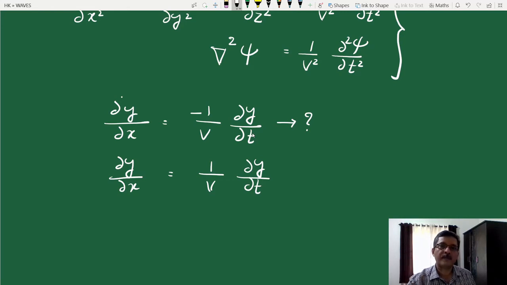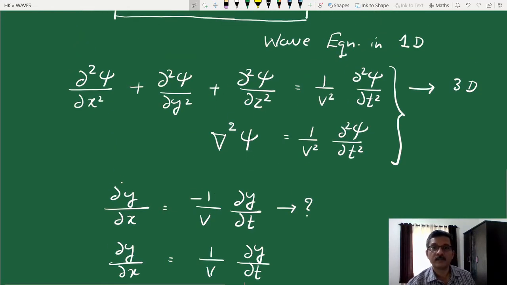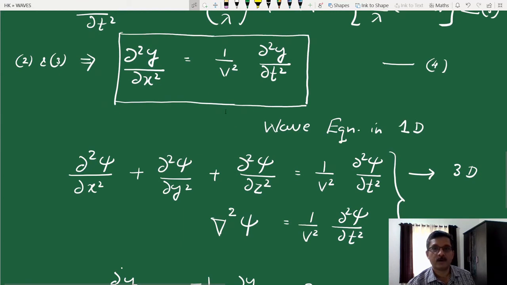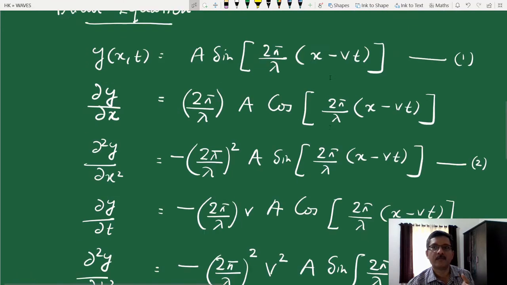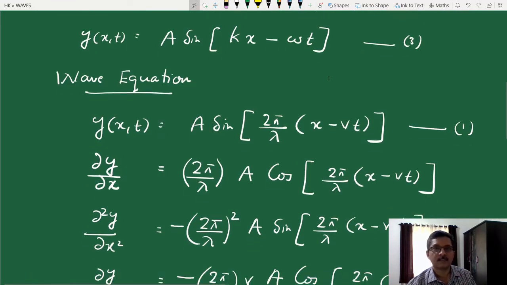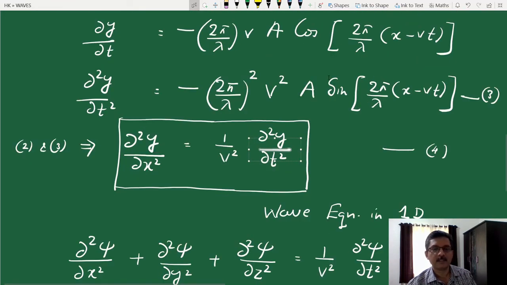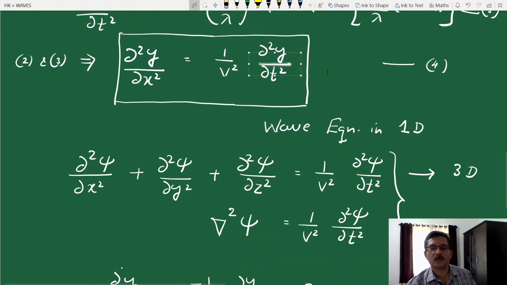What we need is a universal equation applicable for all waves in one dimension, and equation 4 is just that equation. That is why we go to the second derivative. You should check that this same equation is obtained by a wave traveling along minus x direction. That's it. Now let us come back to equation 4 and see what the nature of this equation is.